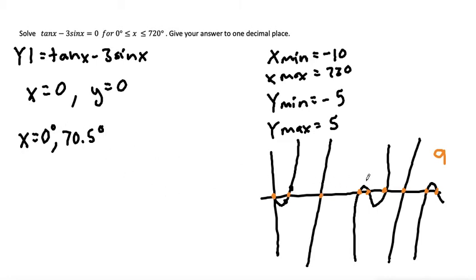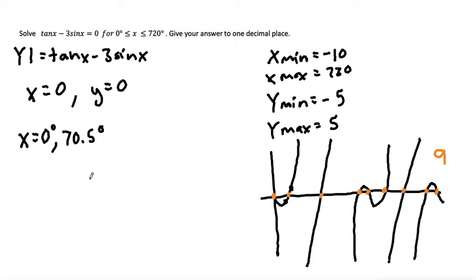And again, you can go through all of these solutions and find them using the calculator, rounding them to 1 decimal place. And you're only looking for the x values when you're doing that. You're not worried about the y value. So that's the strategy if you want to use your calculator.